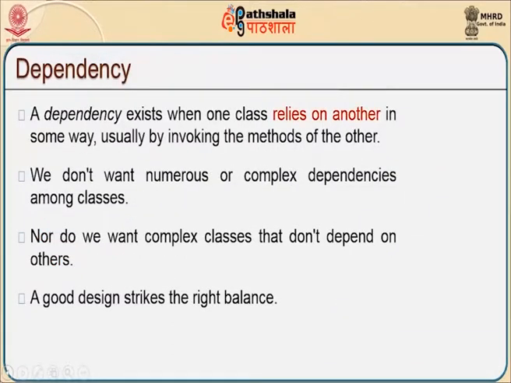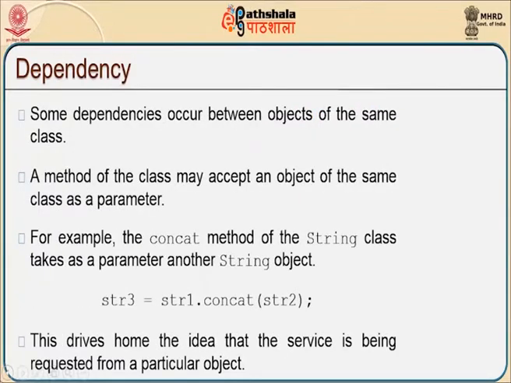When we are about to create dependency relationships, a dependency exists when one class relies on another in some way, usually by invoking a method of the other. We don't want numerous or complex dependencies among classes, as making it more complex doesn't serve the purpose. Nor do we want complex classes that don't depend on others. A good design strikes the right balance, so we should have an appropriate dependency mapped.